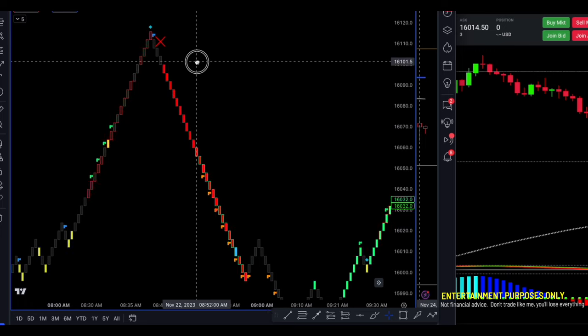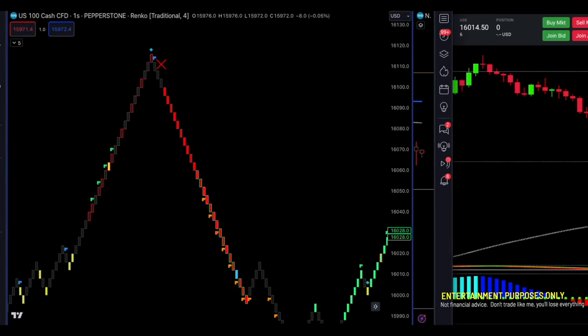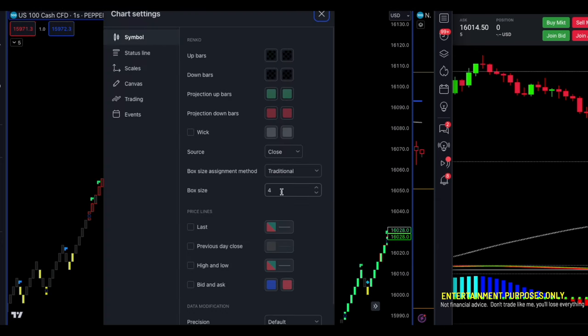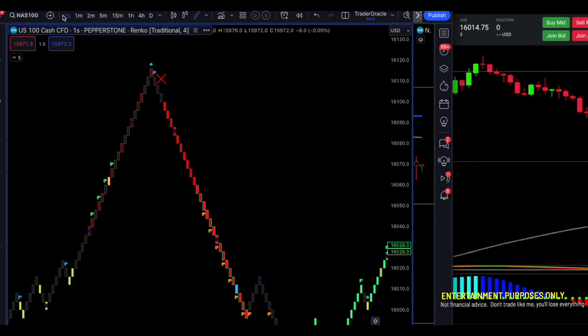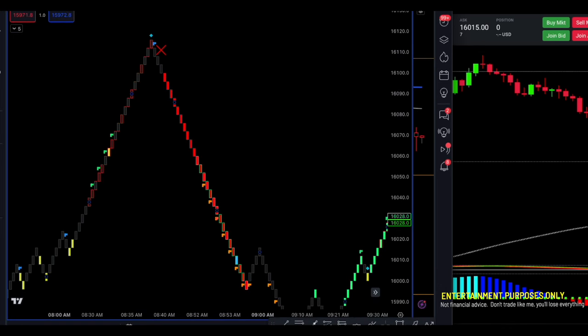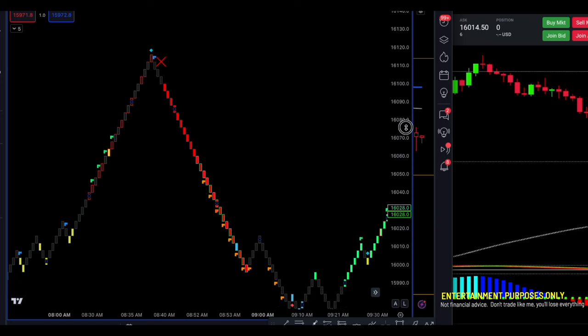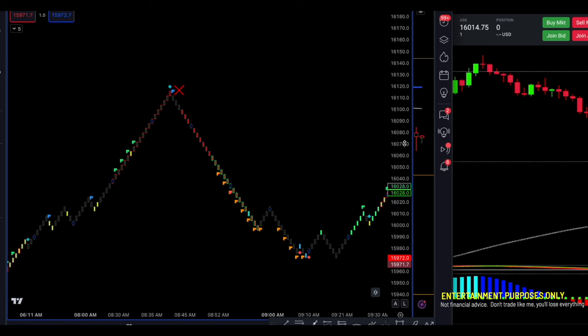On my chart over here, we are on Pepperstone US 100 cash, which is the NQ. We have closed, traditional, and four for a candle size. We are on 1 second data. So if you come up here to 1 second data, that does require a premium subscription to TradingView if you want to use this. If you don't want to use this, the standard TO method works just fine.